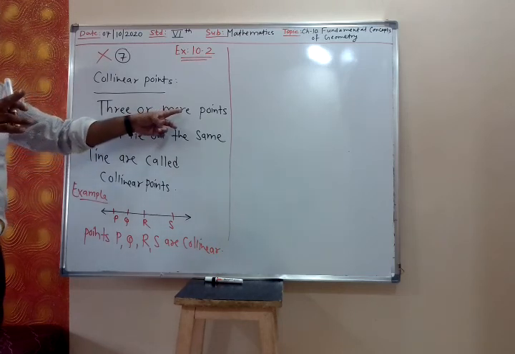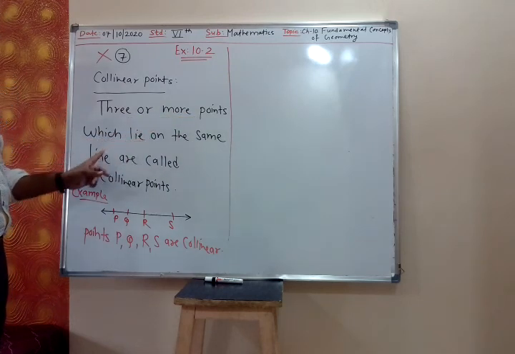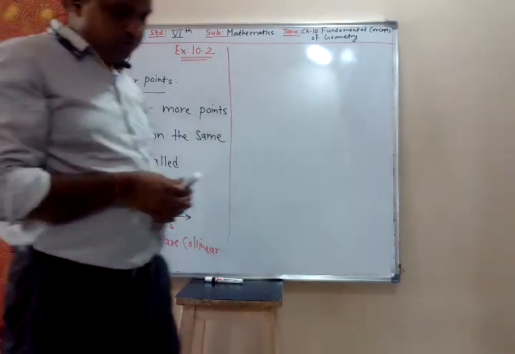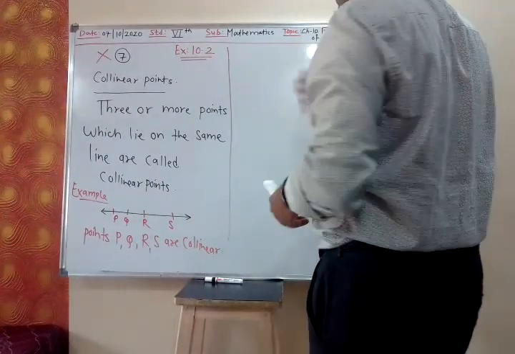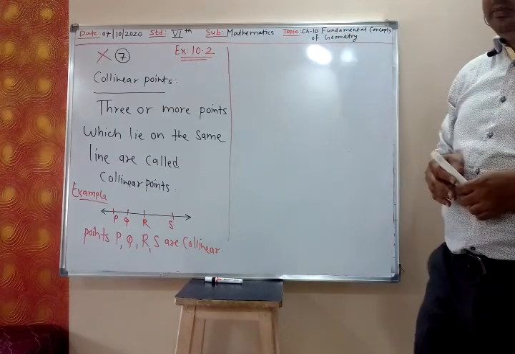Three or more points which lie on the same line are called collinear points. Fundamental concept of geometry, chapter number 10.